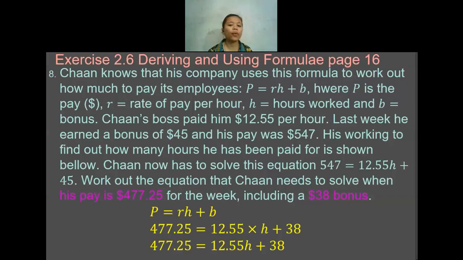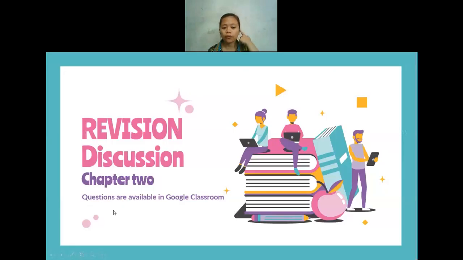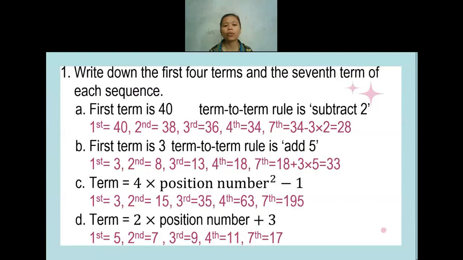If you have no question, you can prepare your answer sheet for the revision question. The question was already shared through Google Classroom. It was in the Friday post, so you can check it yourself. On the Friday post, there is a PowerPoint file and also a PDF file. The PDF file is for the revision question. So here is question 1.